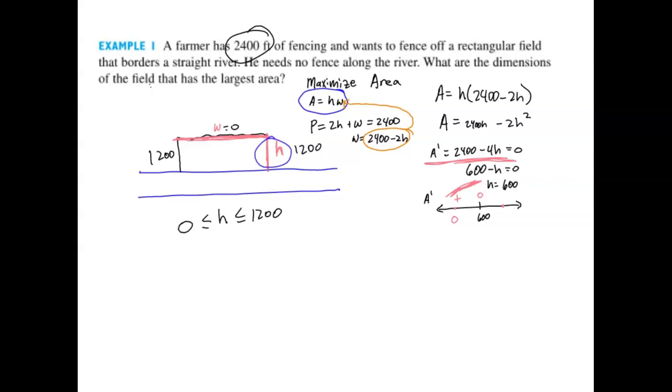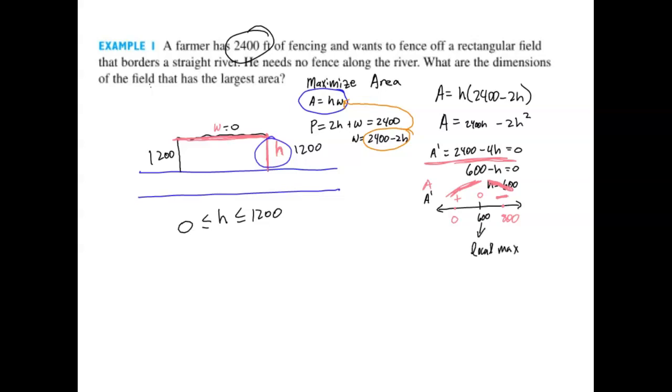That's a good sign for us. Plug in something from over here, maybe 800. So then you would have 2400 minus 3200. That comes back negative. So my original function is decreasing, right? So at 600, A goes from increasing to decreasing, which means that 600 is the location of a local max, correct?